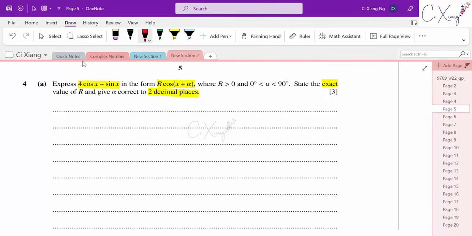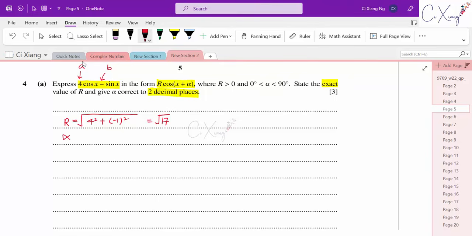Okay, so for this question, there's a fixed formula for us to apply to find out the r and also alpha, where you need to know that the coefficient for cos x is actually the a, and the coefficient for sin x is actually the b. And to find out the r, the formula will be the square root of a squared plus b squared. So I'm having the square root of 4 squared plus negative 1 squared. From here, I'll get the value for r, which equals square root 17. So we'll keep our answer in this form, like an exact value.